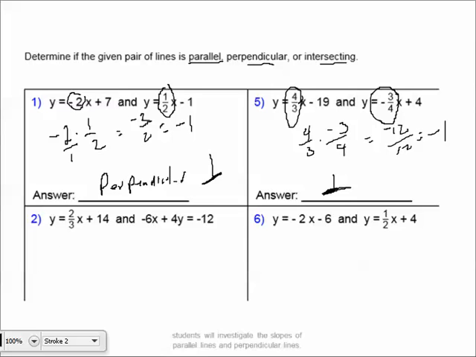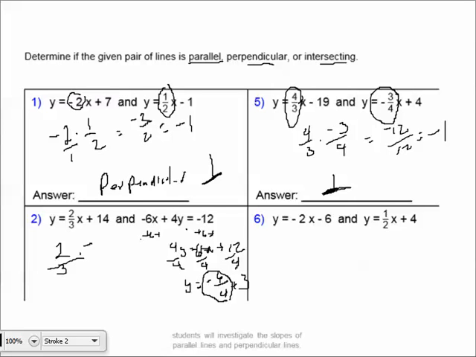Let's look at this one. Let's see here. 2/3. Is that the same? Wait a second. This one's not in slope-intercept form. It's in standard form. Well, that's not really a problem because we can add 6x to both sides of this equation, right? And get 4y is equal to 6x plus 12. And then we can divide by 4. Okay, and we would get y is equal to -6/4 x plus 3. 6/4, that's my slope. I can multiply this one times -6/4. Fraction multiplication, I know.